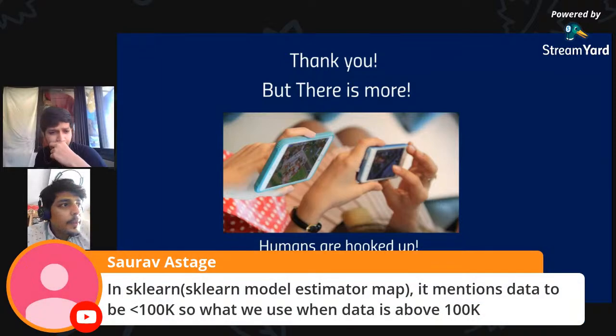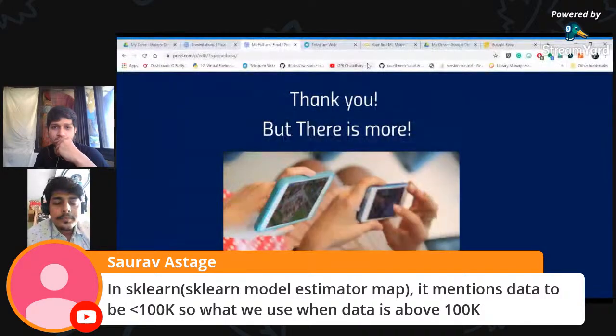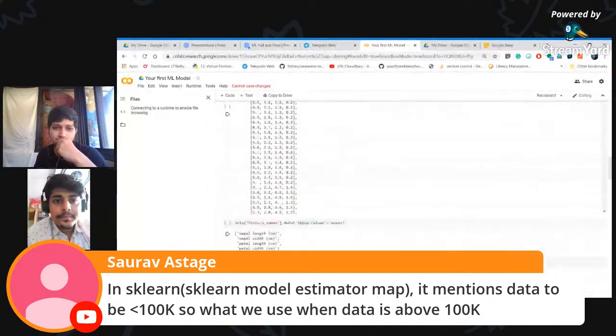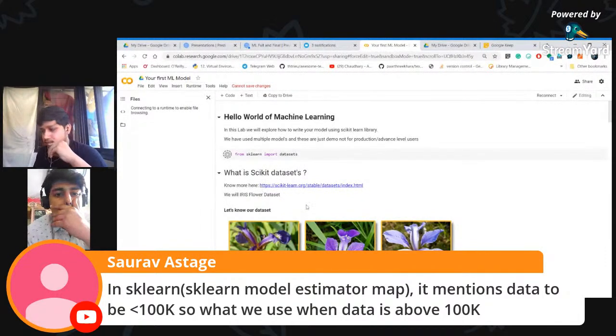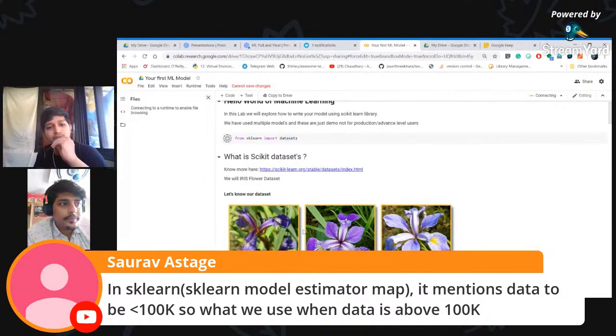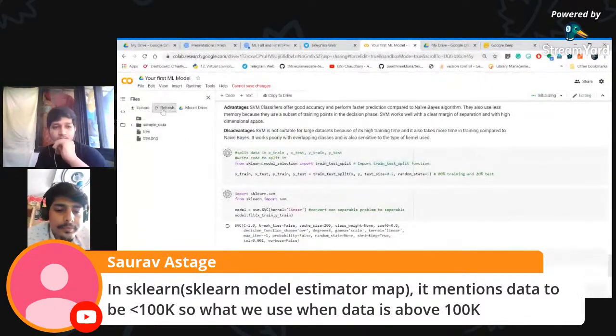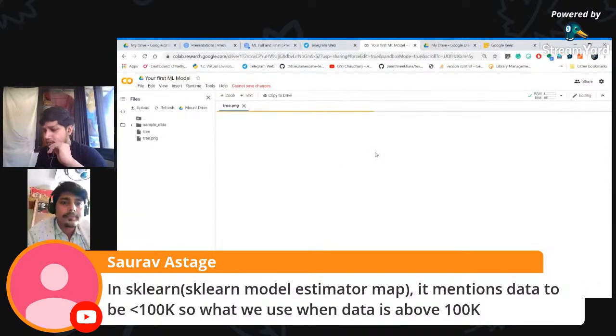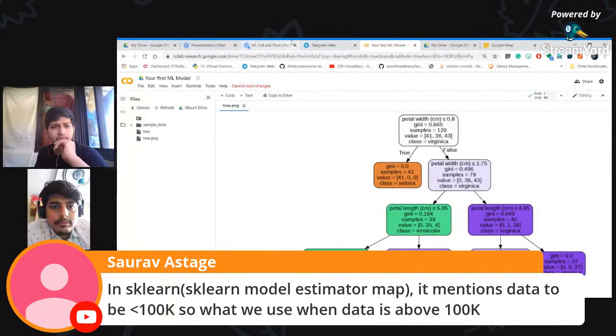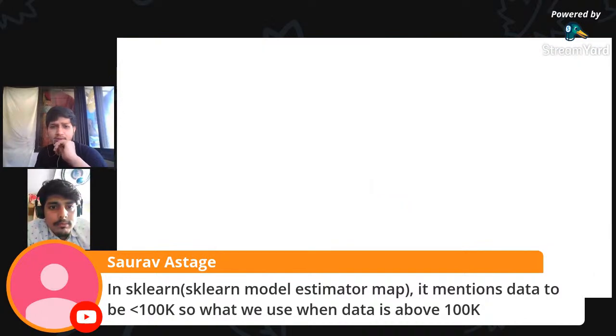Okay, there is one more question, I guess. In the sklearn model estimator map, it mentions that the data should be less than 100K. So what happens when the data is above 100K? Are you talking about 100K nodes in the map? Let me switch back to the map. Okay, I don't see anything here. Are you referring to the estimations of the model? Just give me a minute.